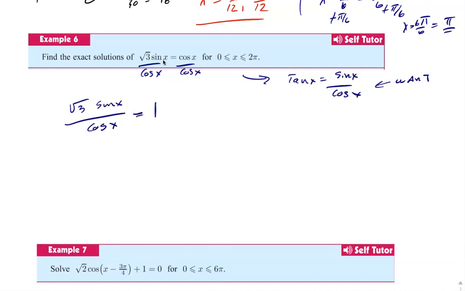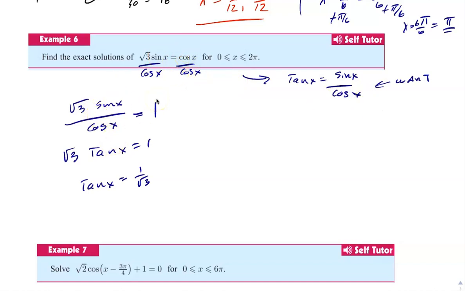Equals 1. So I divide both sides by cosine, then I get sine of x over cosine x, which is tan x. And I get radical 3 tan x equals 1, or tan x equals 1 over radical 3. So that's the trick I use. So when I see sine equals cosine, I try to remember, okay, tan equals sine over cosine. So I try to force that to happen. So divide both sides by cosine in this case.